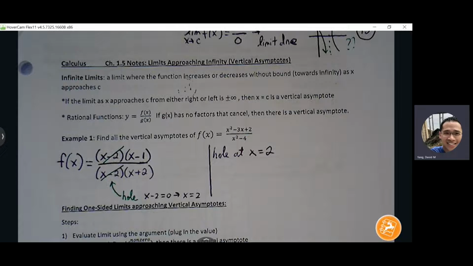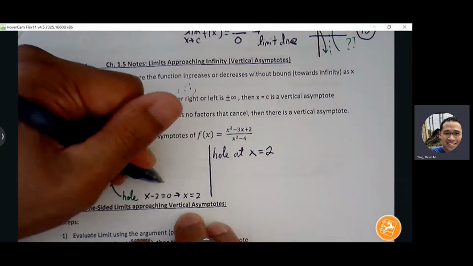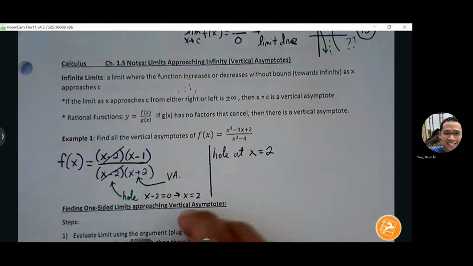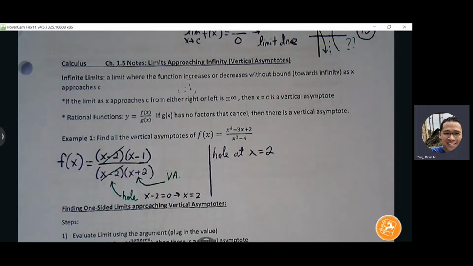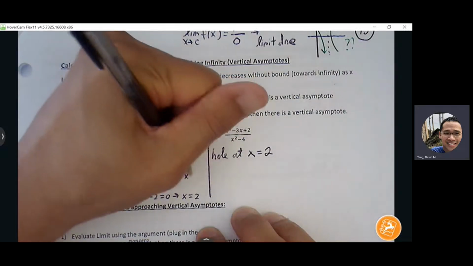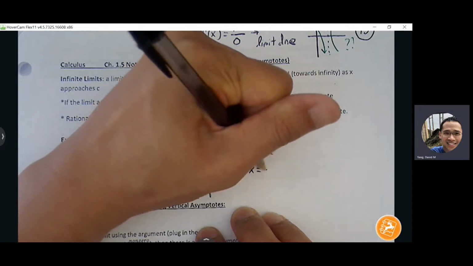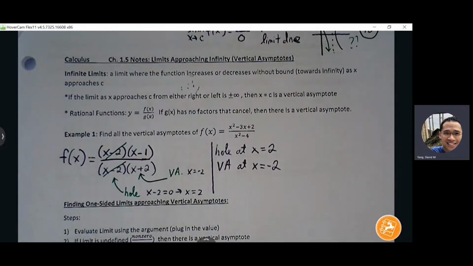Are we good with that? Okay. Now, do you see a factor in the denominator that does not cancel out? Yes, so this is where we look for the vertical asymptote. Okay, so if I set x plus 2 equal to 0, what do we get? x equals negative 2. Okay, so I can say vertical asymptote at x equals negative 2. So when everything is in factored form and there's a numerator and denominator and you've got a rational function, we should be able to pick out these discontinuities, right? Holes are factors that cancel out. Vertical asymptotes are factors that don't cancel out in the denominator.